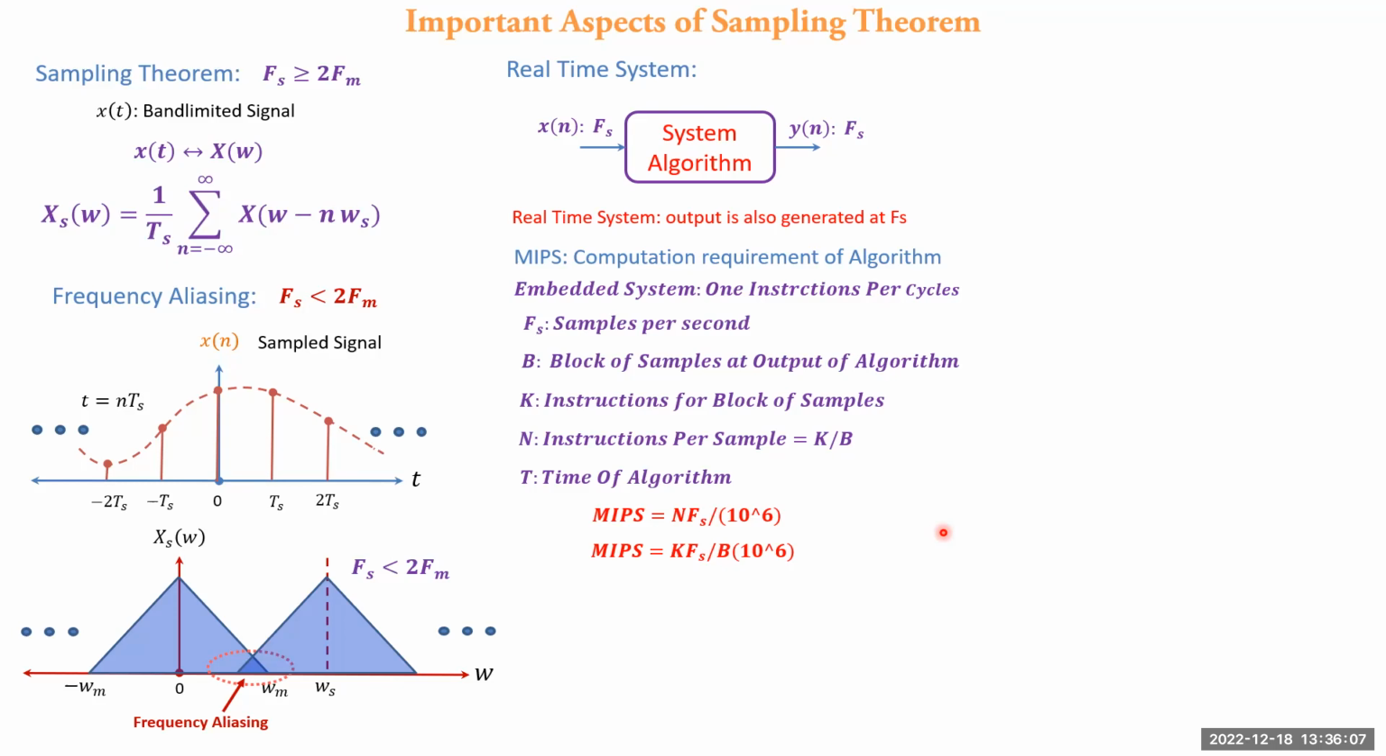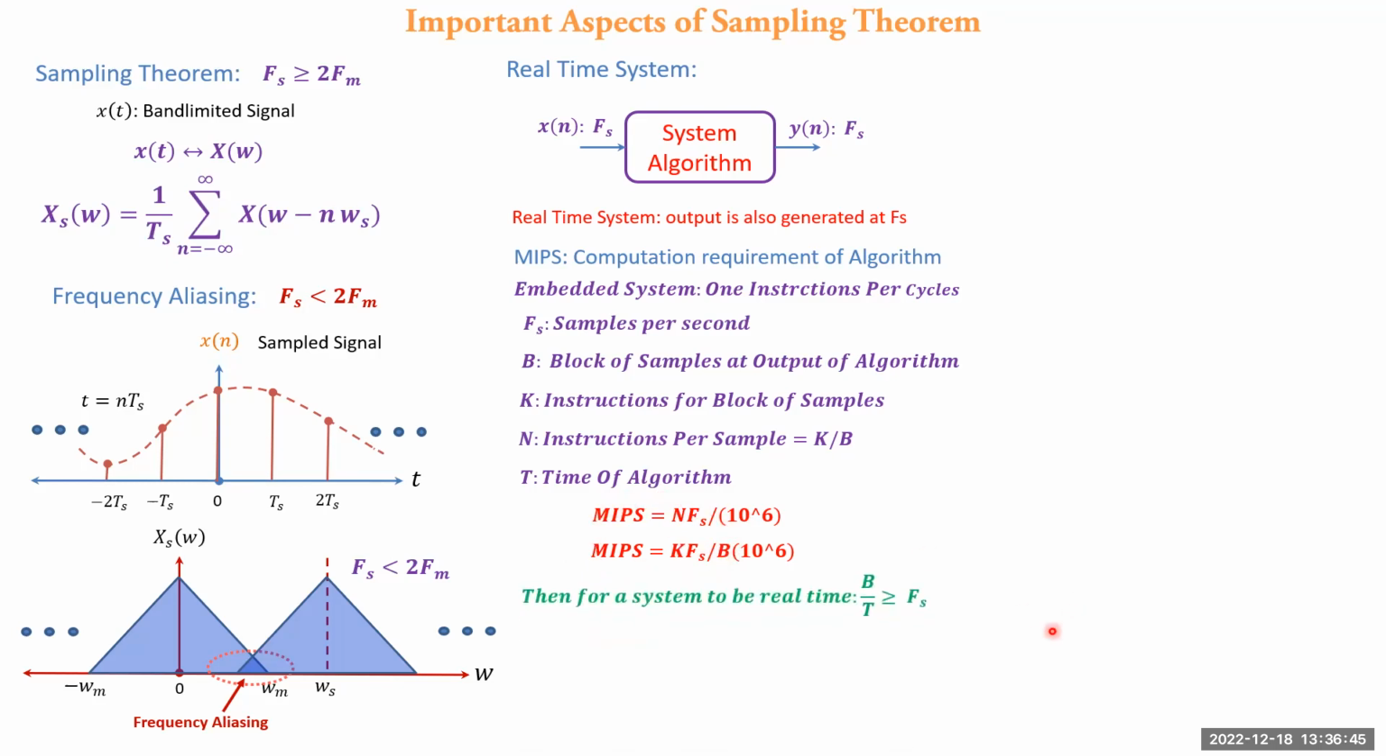For example, suppose your sampling frequency is 50 kilohertz. That is, you are generating 50,000 samples per second. When you compare with another system where the sampling frequency is 100 kilohertz, it means you are generating 100k samples per second. So obviously you'll need double the time to process 100k samples per second compared to 50,000 samples per second. And hence, whenever you are operating your algorithm at a higher sampling frequency, it will demand more compute power from your processor.